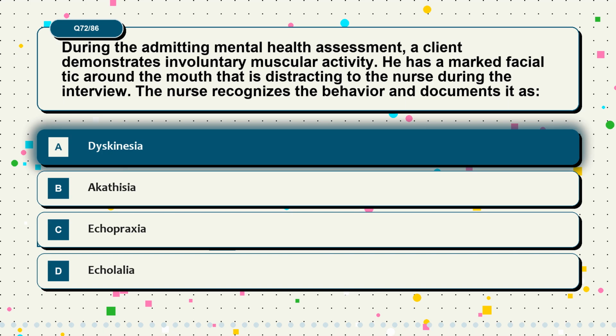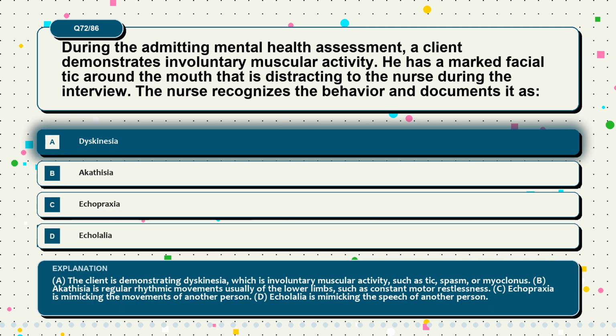The correct answer is option A, dyskinesia. The client is demonstrating dyskinesia, which is involuntary muscular activity such as tic, spasm, or myoclonus. B, akathisia is regular rhythmic movements usually of the lower limbs, such as constant motor restlessness. C, echopraxia is mimicking the movements of another person. D, echolalia is mimicking the speech of another person.